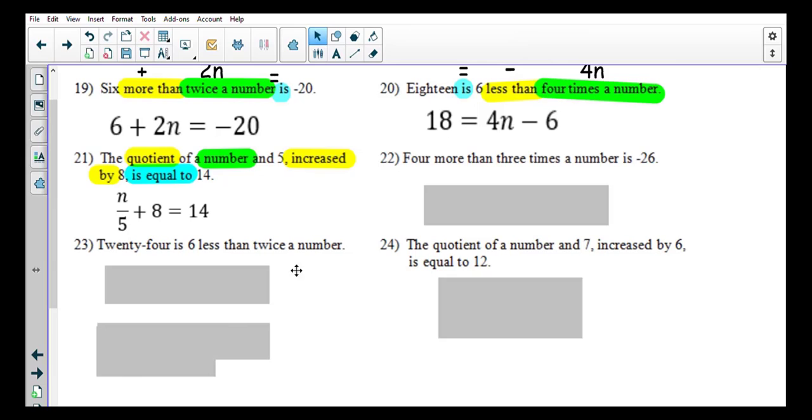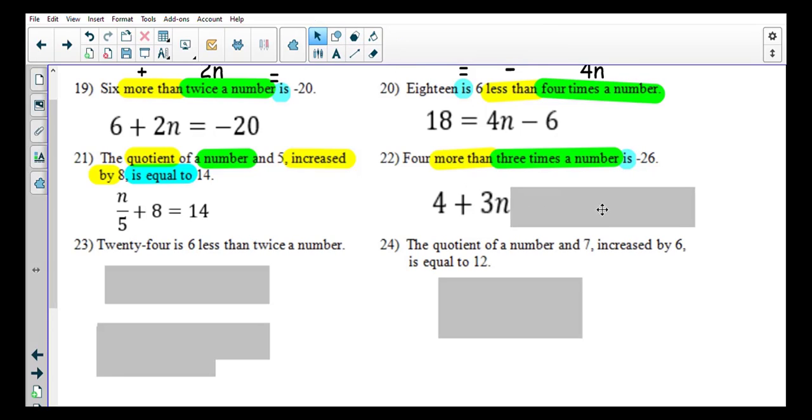Number 22, 4 more than 3 times a number is negative 26. So we see this phrase more than again, like we saw back in number 19, that's addition. 3 times a number is going to represent 3n. And then, of course, we have is, that's equals negative 26. So 4 more than is 4 plus. 3 times a number is 3n. Set that equal to negative 26.